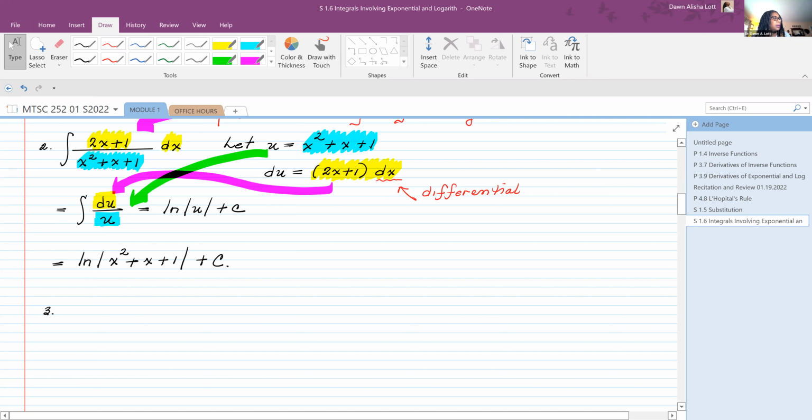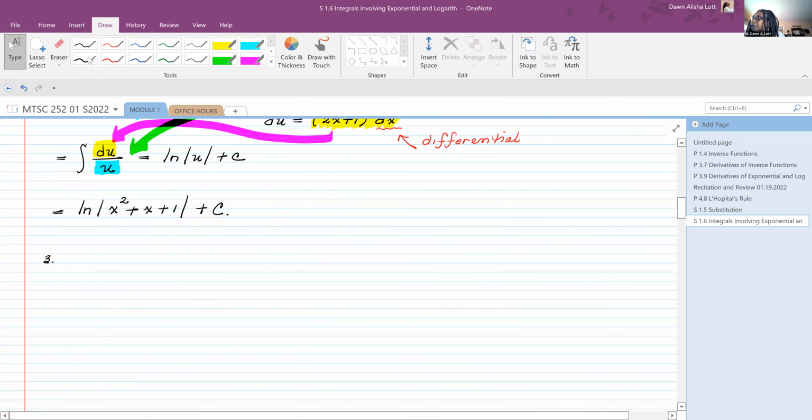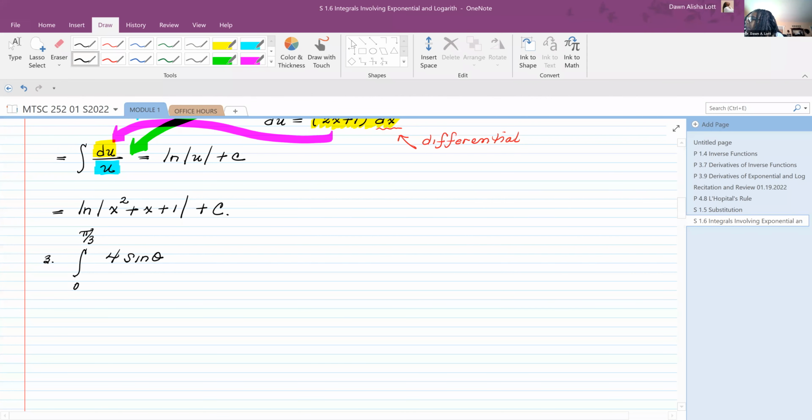Okay. So let's look at this next problem. Now this next problem is a definite integral. It is the integral from 0 to pi over 3. And in the numerator, I have 4 times the sine of theta. And in the denominator, I have 1 minus 4 cosine theta. Actually, let's make it 8 cosine theta.